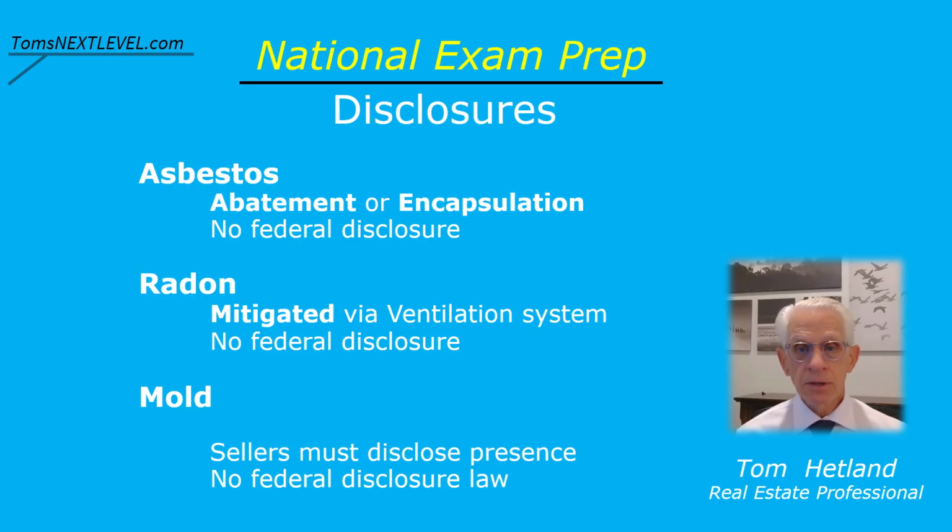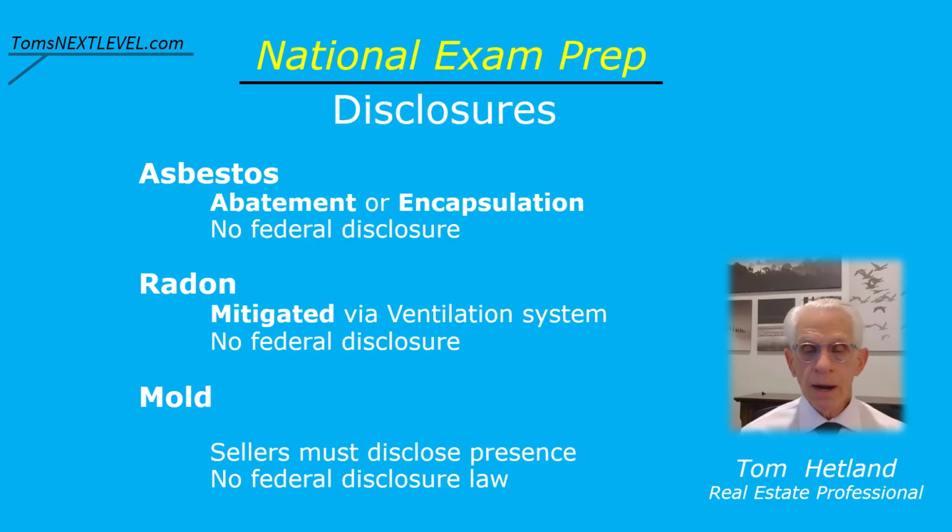Asbestos. If there's asbestos present, what are the two methods to deal with asbestos? The two are encapsulation or abatement. Abatement, removal, encapsulation is sealing up. Okay? Is there any federal disclosure law for asbestos? No, there's not. But word associations, asbestos, abatement, or encapsulation.